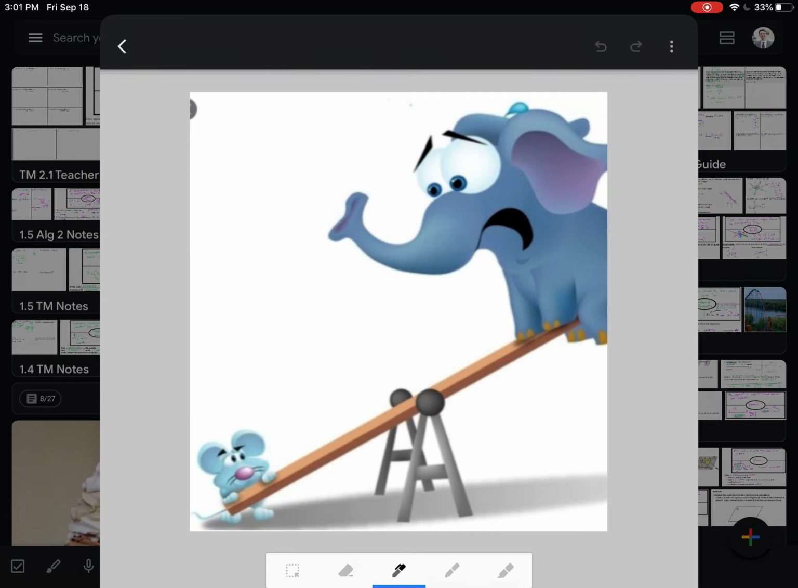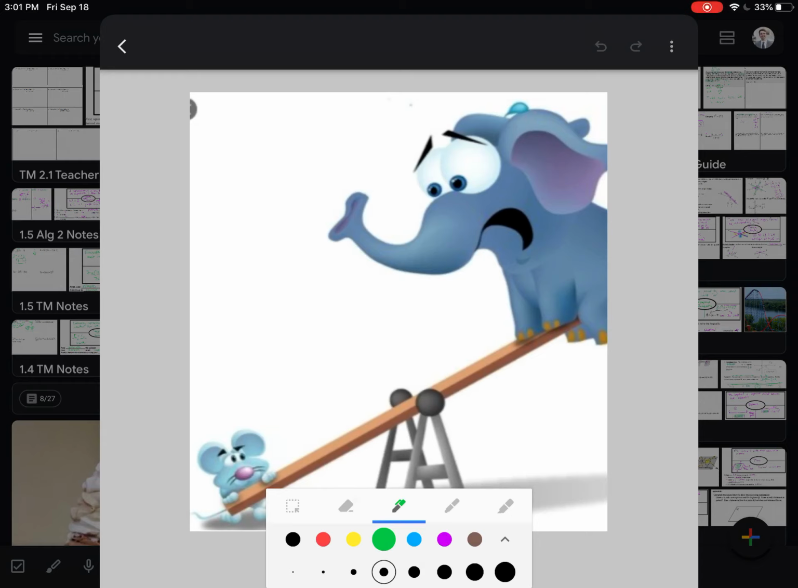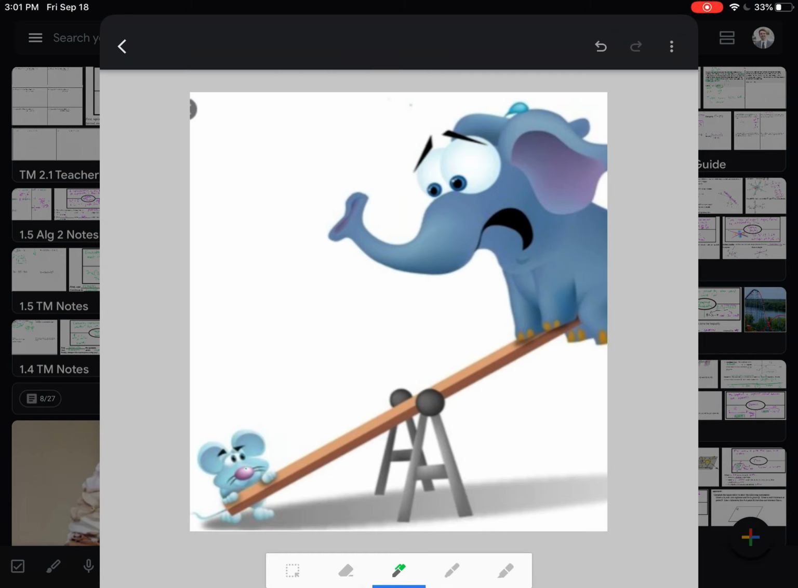Now, a balanced seesaw would have equal weight on both sides, and if we had that balance, we would see it level, going straight across. But in order for the mouse to actually weigh down this side, we would need it to weigh more than the elephant weighs. So we would probably need a few more mice, maybe hundreds of mice, to weigh this side down.